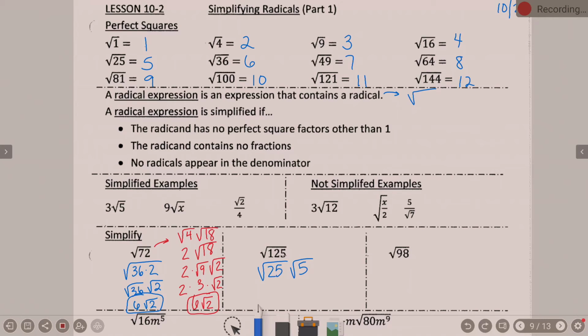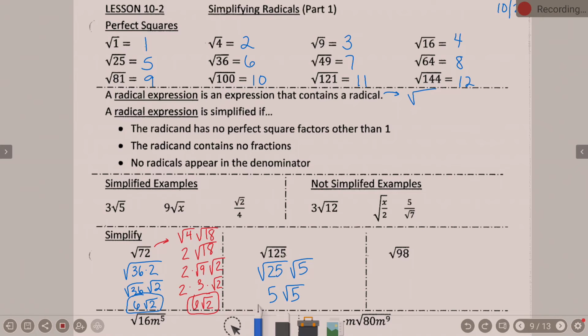What do you know about the square root of 25? Is it times 5? That's 5, right? Yeah. Square root of 25 is 5. What about the square root of 5? That's a decimal, so we leave it as square root of 5.